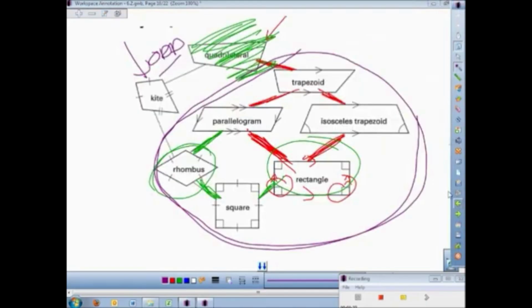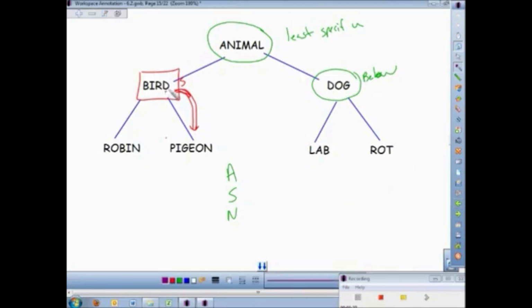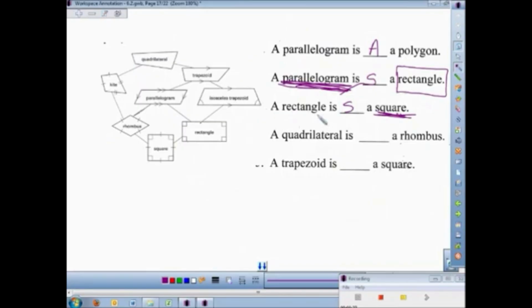Just like if I go back here, one more, please. A bird will sometimes be a pigeon, right? Since bird was above pigeon in the hierarchy. If you're above the guy in the hierarchy, that answers sometimes. A bird will sometimes be a pigeon, but it doesn't have to be. A bird could be something else.